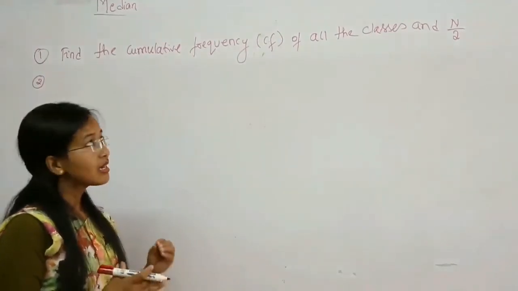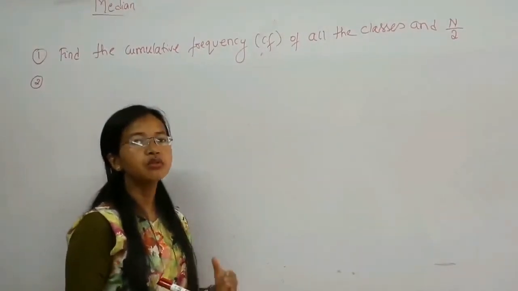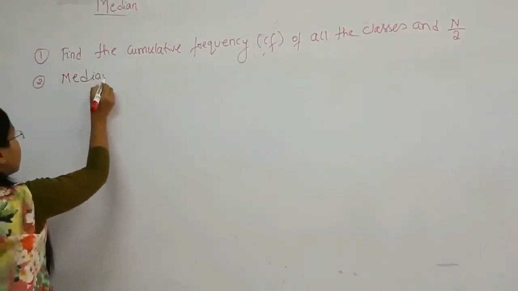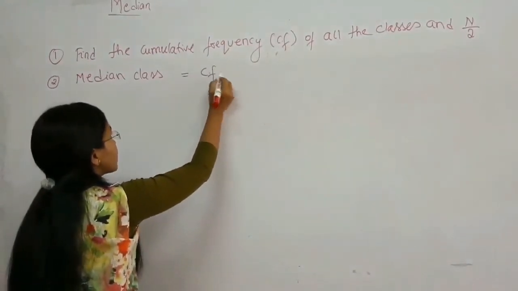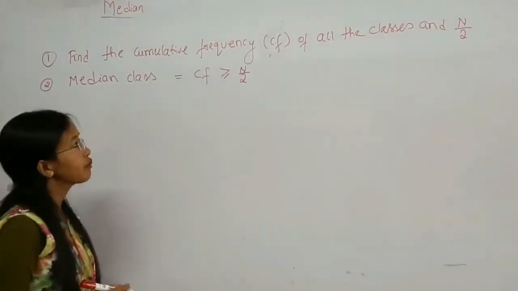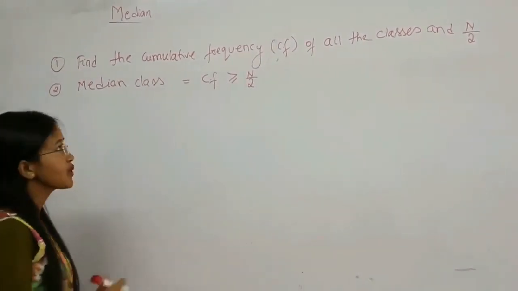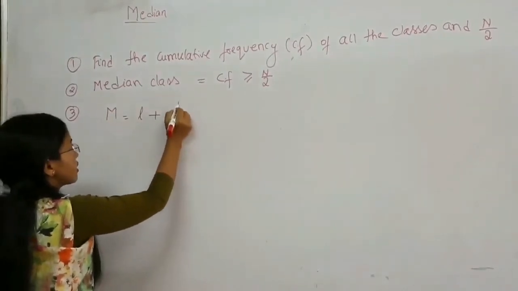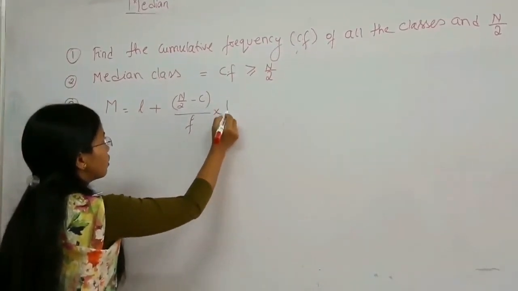The median class is that class whose cumulative frequency is greater than or equal to n by 2. Alright. So after we have done with these two steps, now you will find the median by using the formula: M is equal to L plus (n by 2 minus C) divided by F, into H.